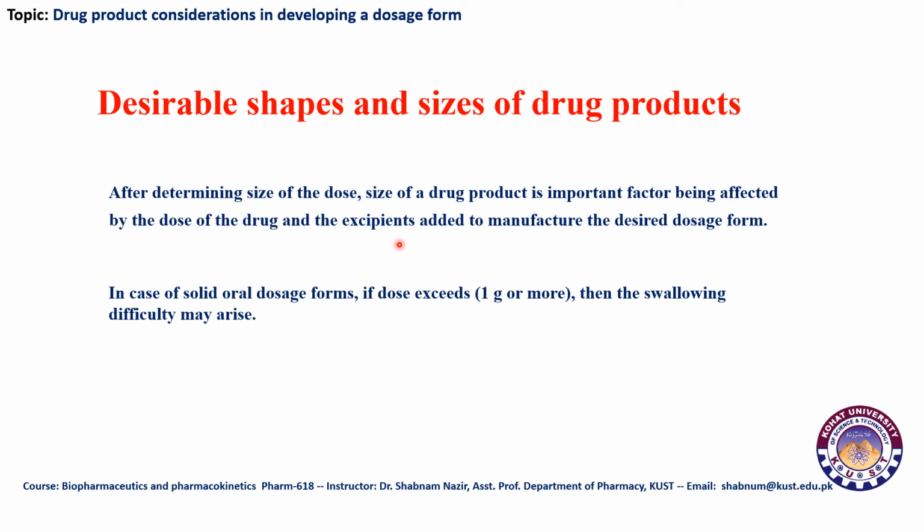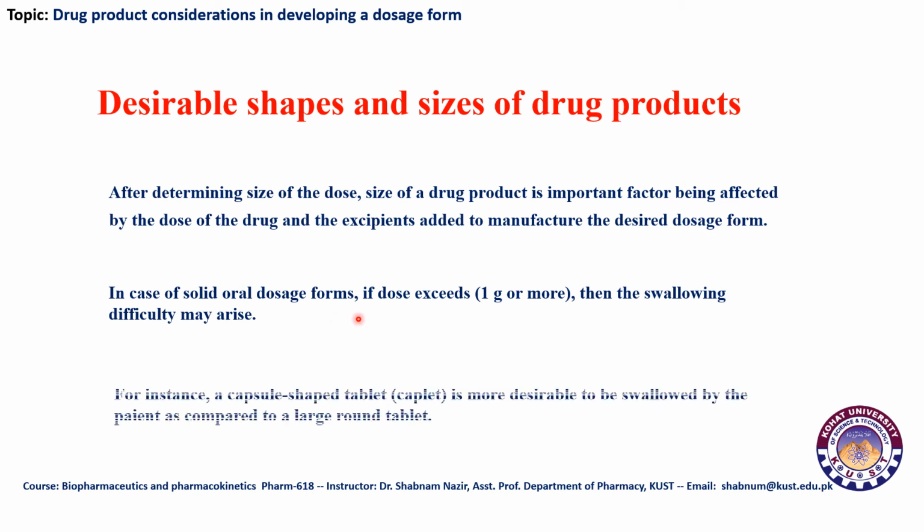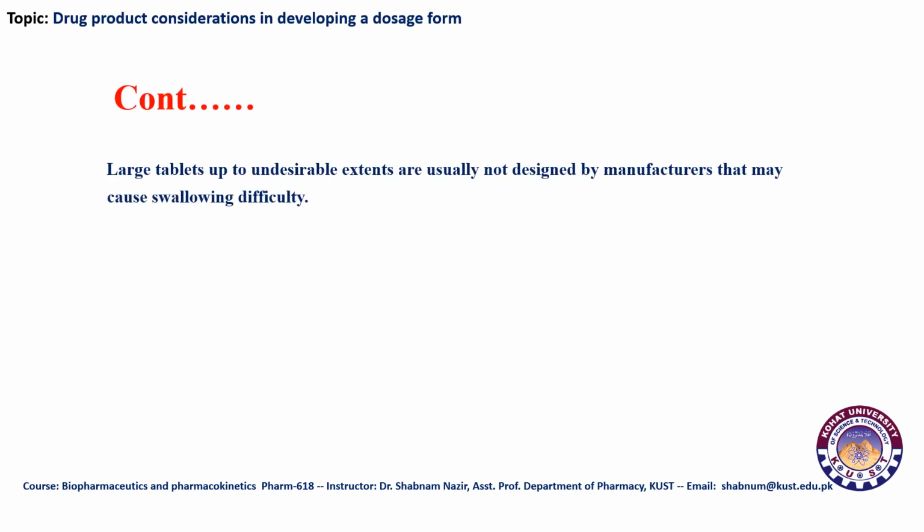In the case of solid oral dosage forms, if the dose exceeds 1 gram or more, then swallowing difficulty may arise. For instance, a capsule-shaped tablet, also called a caplet, is more desirable to be swallowed by a patient as compared to a large round tablet. So large tablets up to undesirable extents are usually not designed by any manufacturer, as that may cause swallowing difficulty.